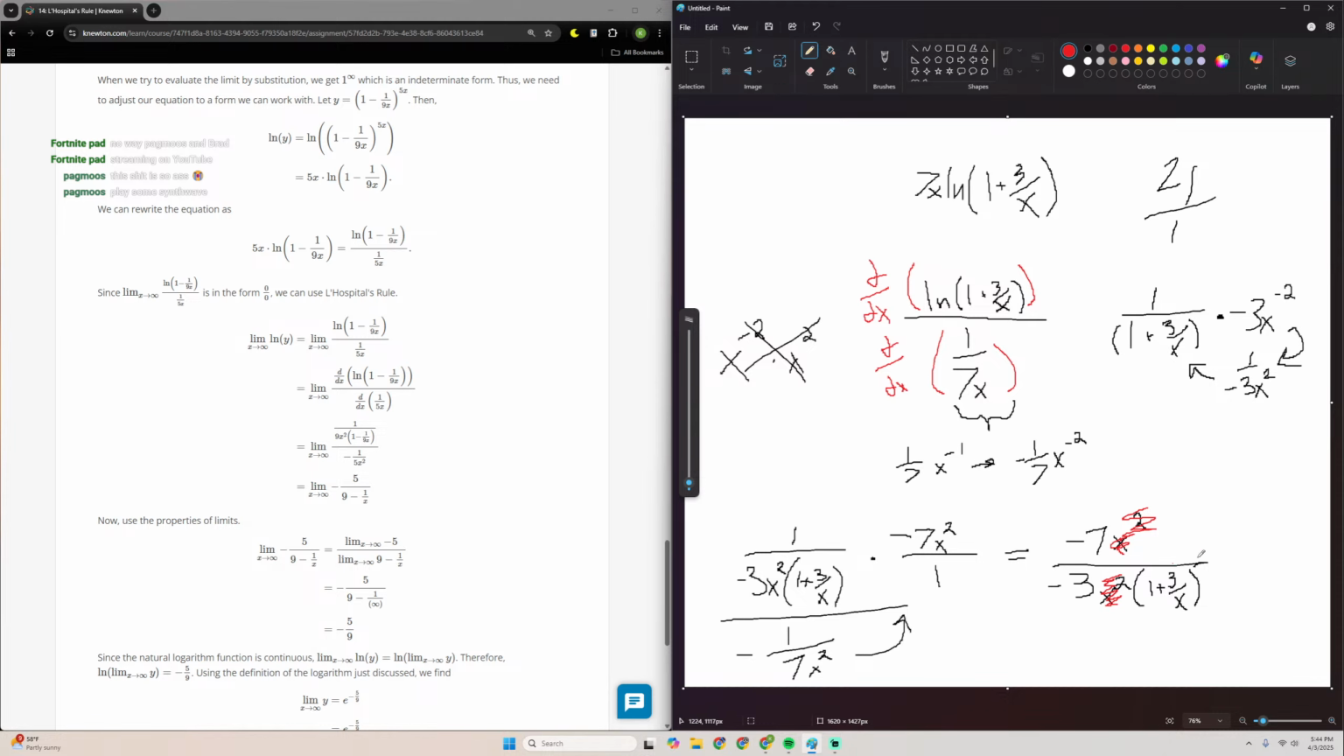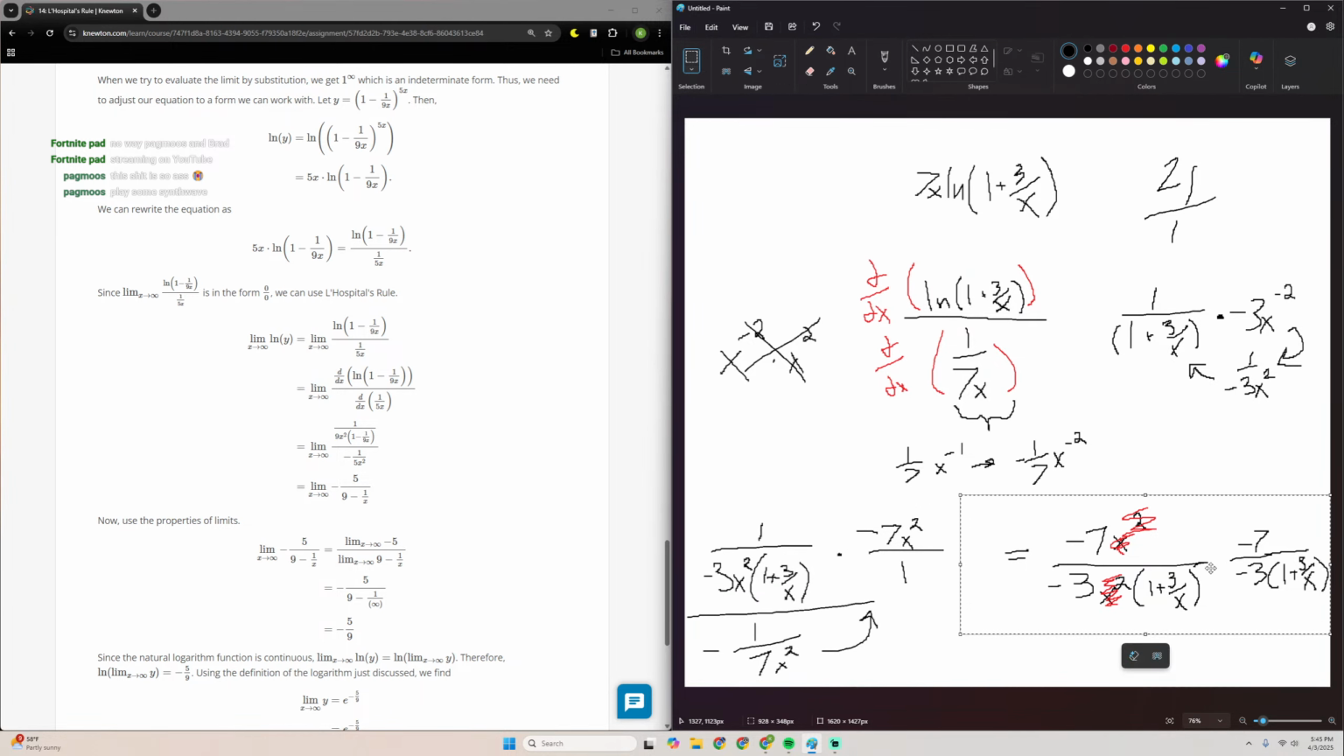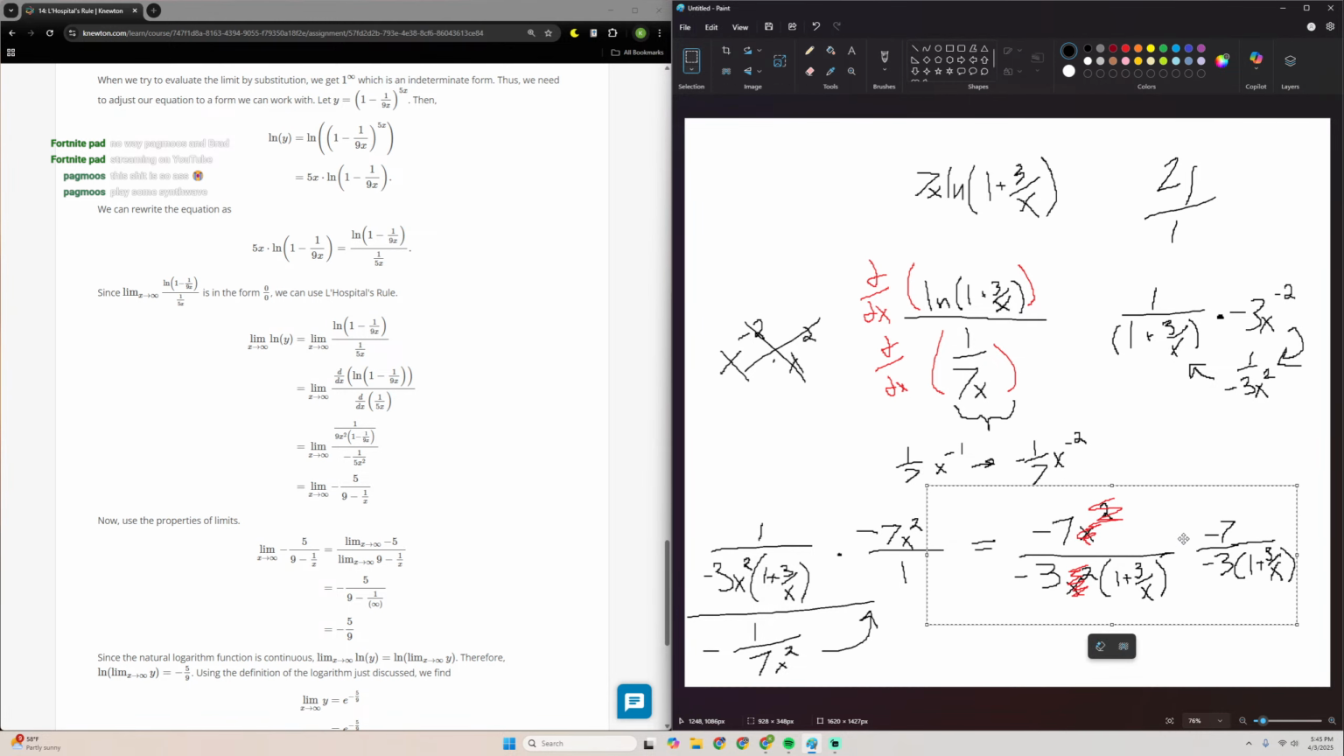Which then leaves negative 7 over negative 3 times 1 plus 3x. This should be the most important part. I'm going to put this all... This is supposed to be smaller. Geez, this is a lot of space I'm taking up right here. Oops. Equals this. Okay. Negative 7, 3 over x. X is supposed to be infinity.